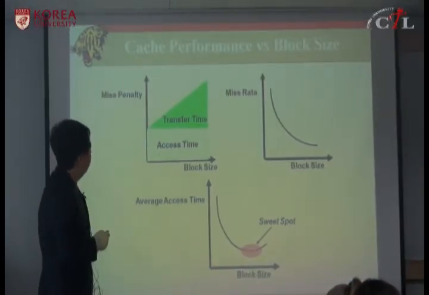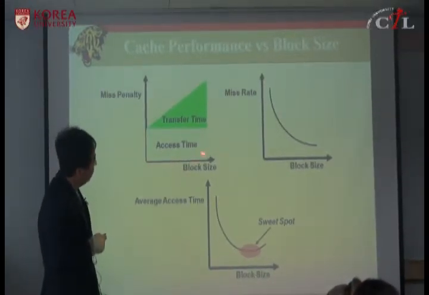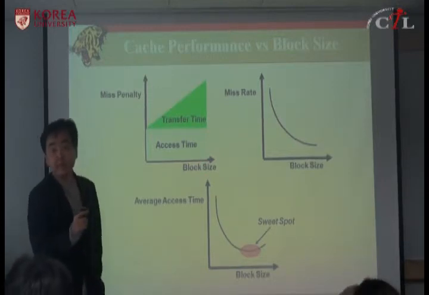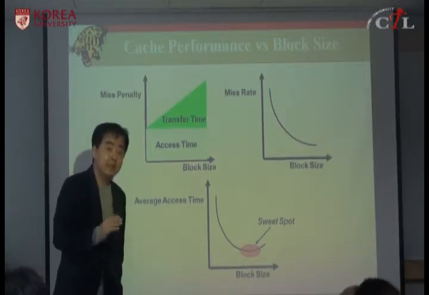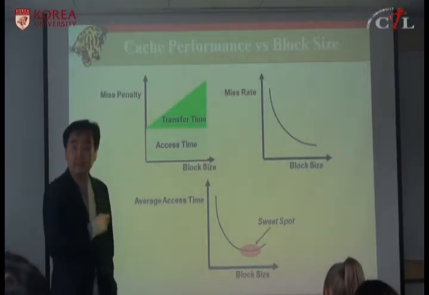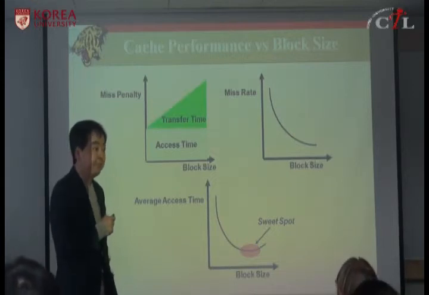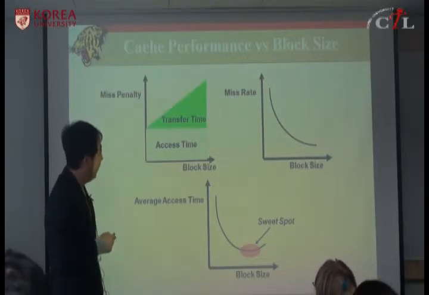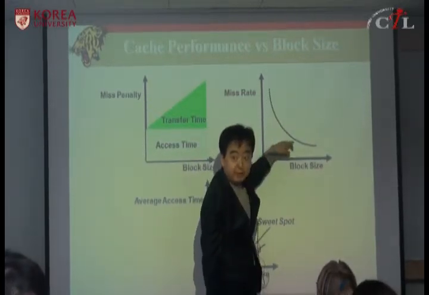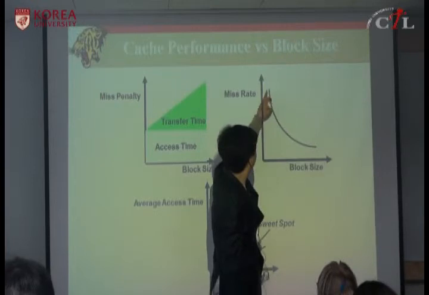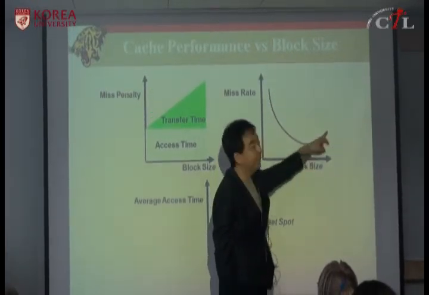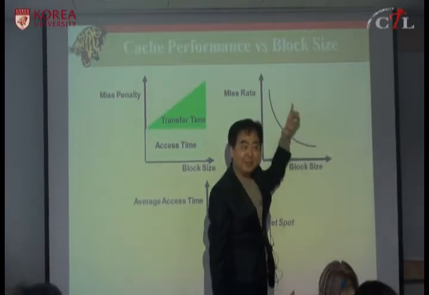So as you increase the block size, the latency part is the same. Access time, the first byte will arrive at the same time, at least regardless of the block size. But as you increase the block size, this transfer time increases, right? And if you increase block size, usually because of spatial locality, miss rates are decreasing. If you increase too much, then it will increase again, I guess. But anyhow, usually this is the trend.